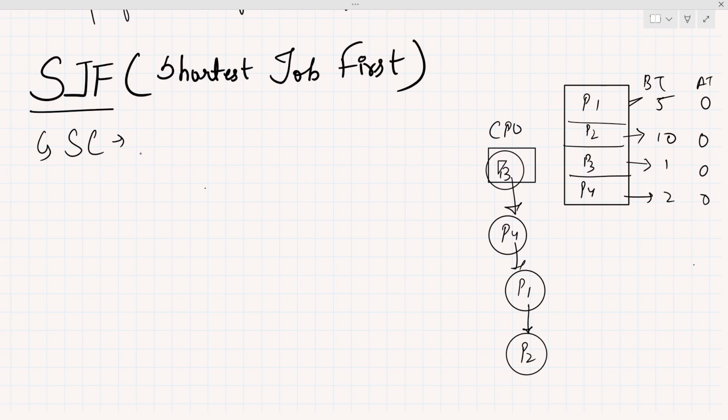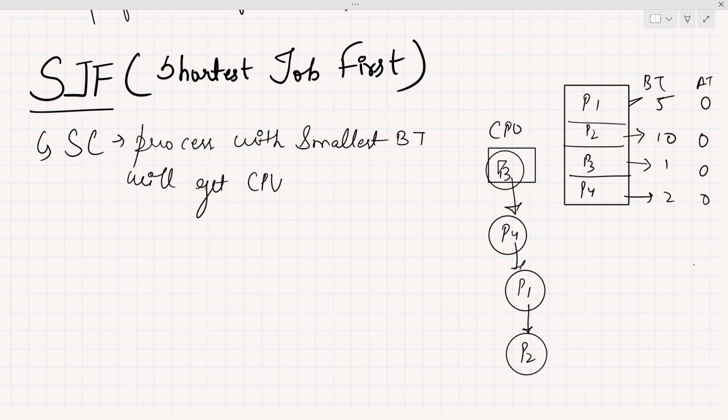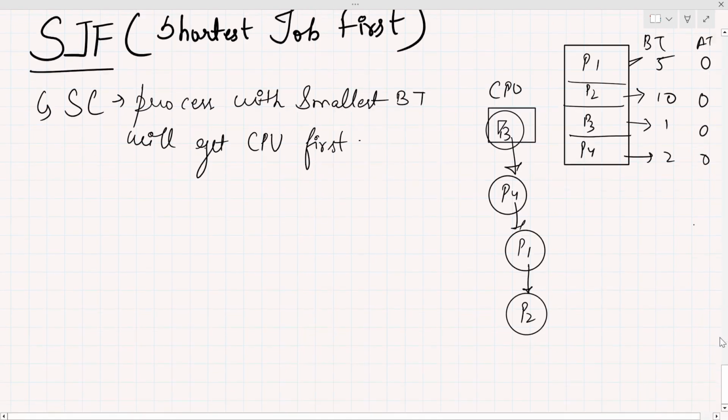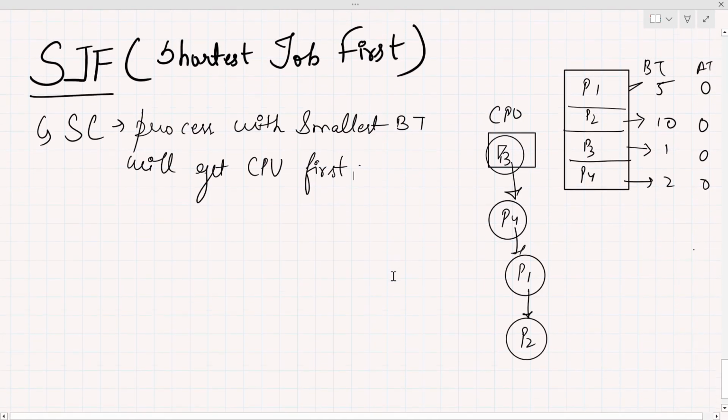So the process with the smallest burst time will be scheduled first. Processes with the smallest burst time will get the CPU first. This is the scheduling criteria of shortest job first.